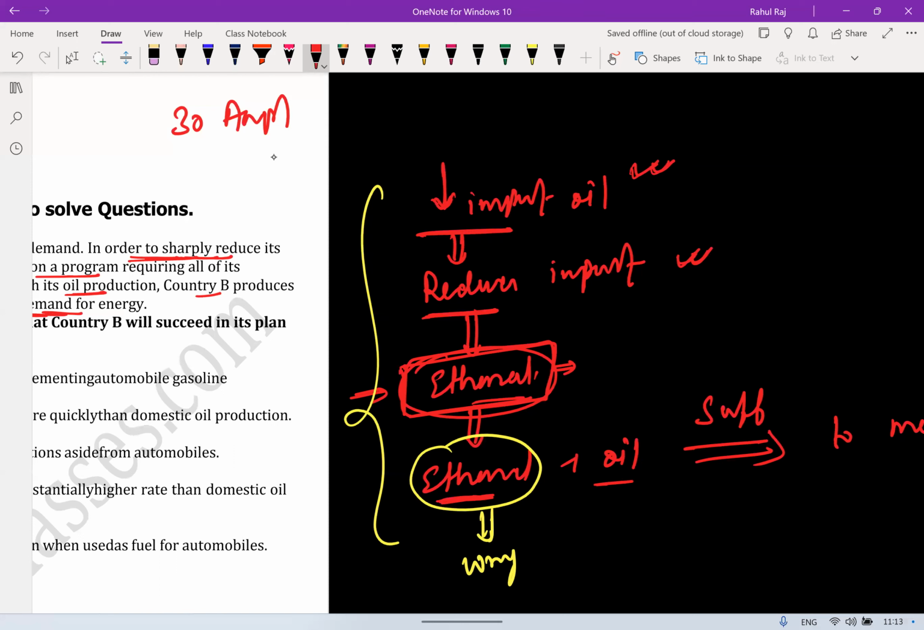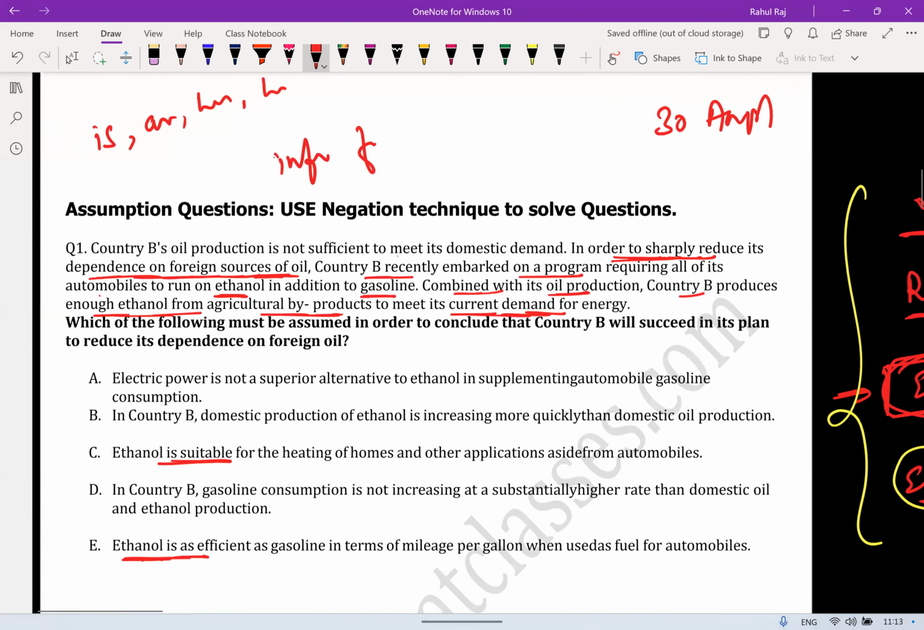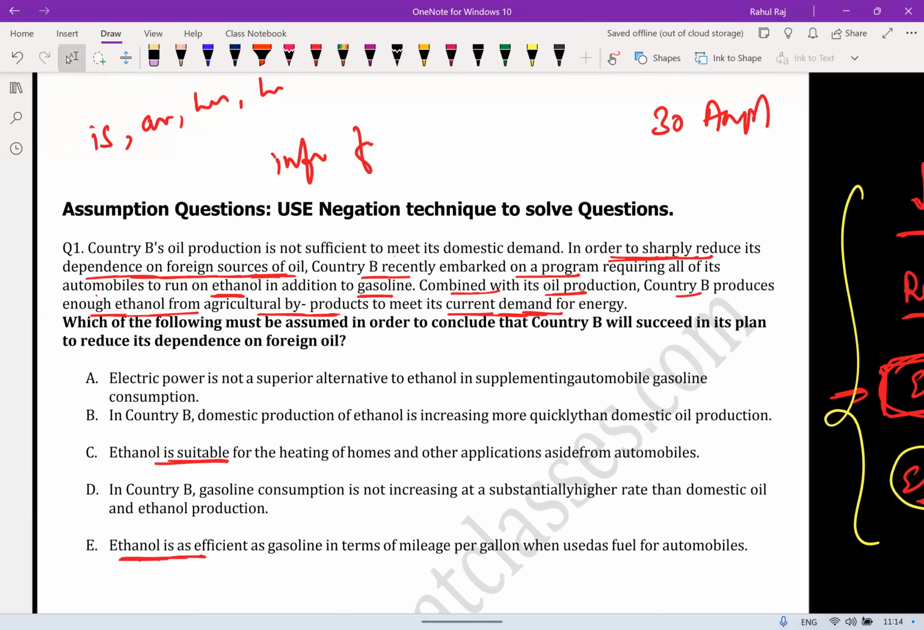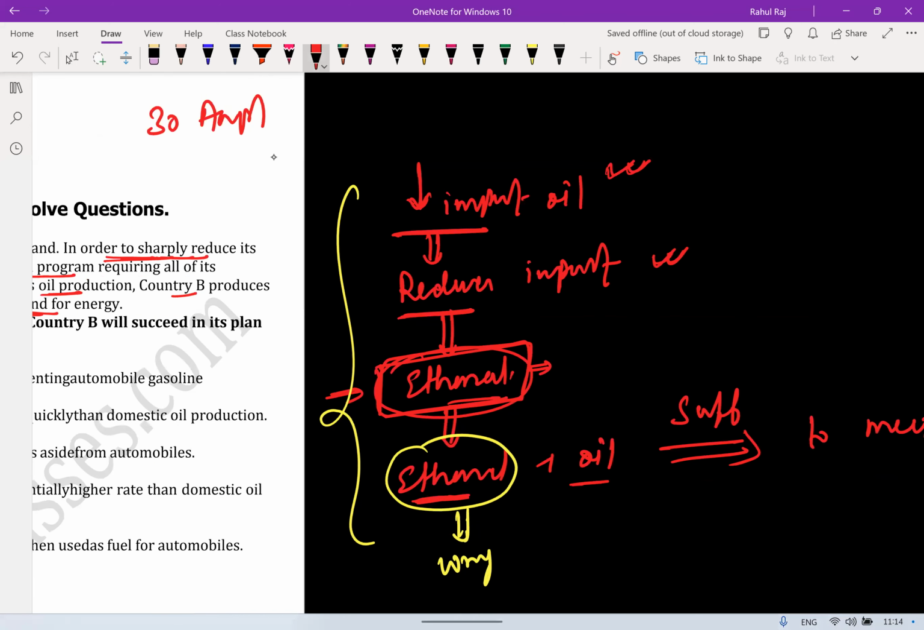Rahul, one question. In the starting they have mentioned that the domestic demand is not sufficient to be fulfilled by oil. That's the reason oil is not sufficient to meet its domestic demand. So why can't we take this as a conclusion itself, that their domestic demand cannot be filled by just oil?